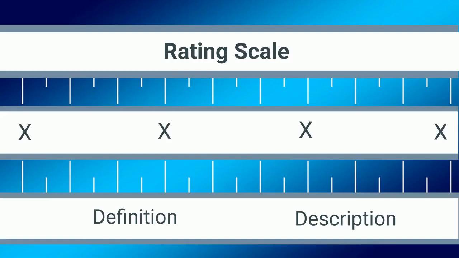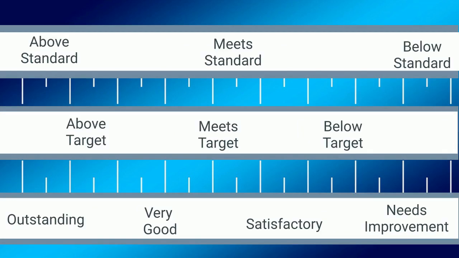Let's have a look at the rating scale in more detail. Each point on the scale has a clear definition and description to guide people managers on using the scale. The number of points on a scale and the terminology used vary by organisation. Here are some examples of the types of terminology that can be used in a 3-point or 4-point scale. As companies differ, understand the system and definitions used by your company.